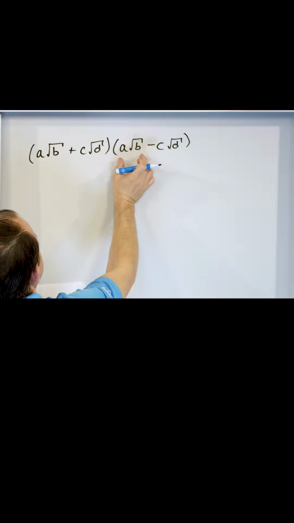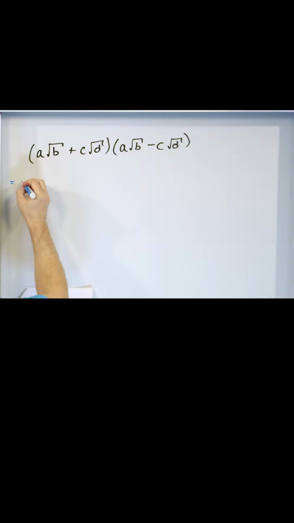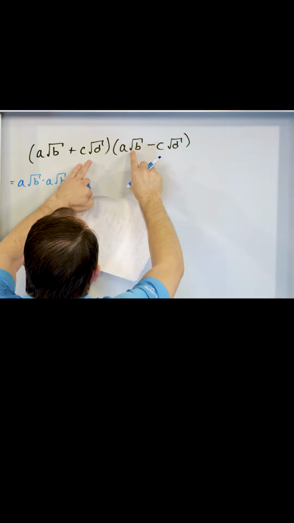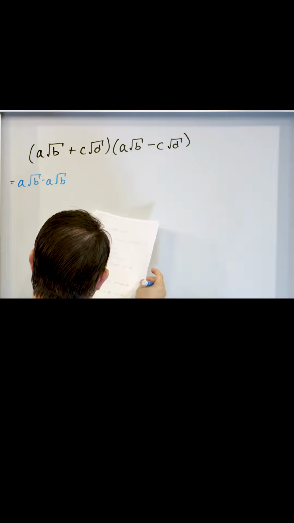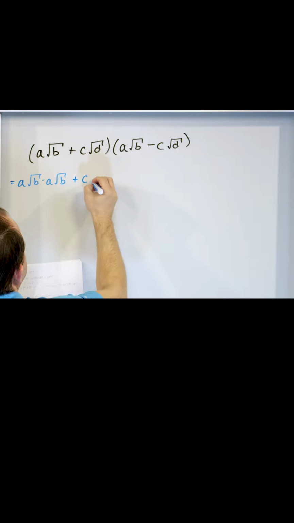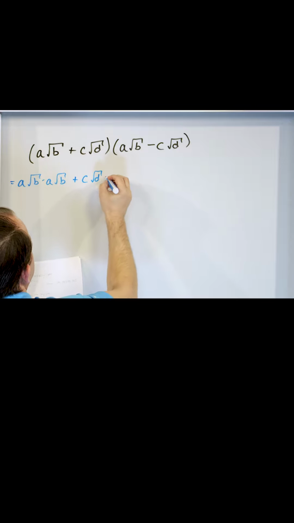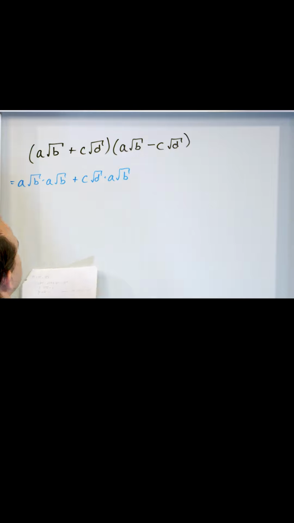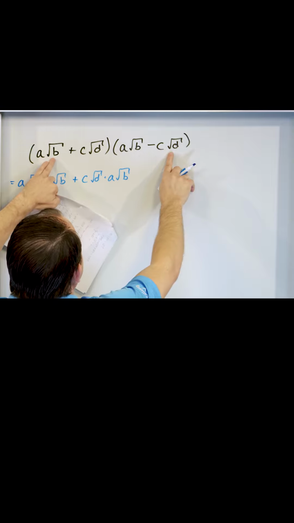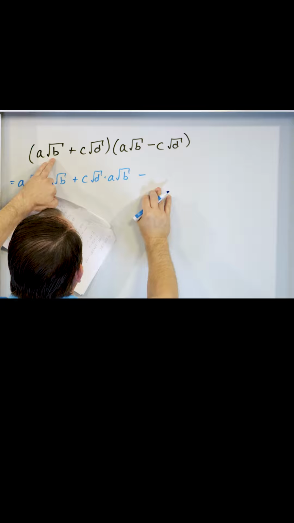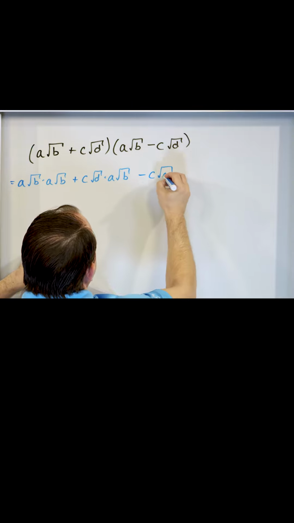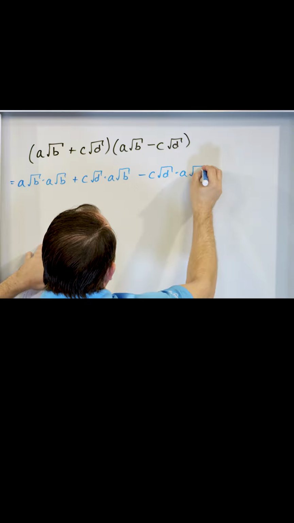So when we have this times this, we're going to write it all out. We're going to say that's going to be A times the square root of B times A times the square root of B, multiplying these. The inside terms are going to be all these multiplied together. And I'm going to write that as C times the square root of D times A root B, just this times this term. But then I have a minus sign when I multiply these, so that minus sign goes there, and it's C root D times this one. So I'm going to write it as C root D times A root B.